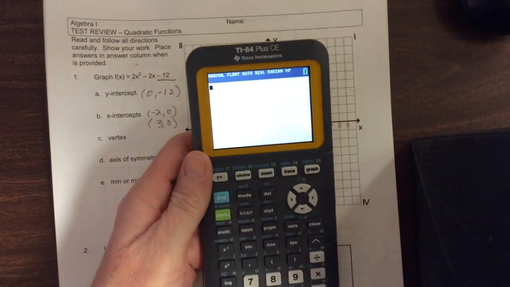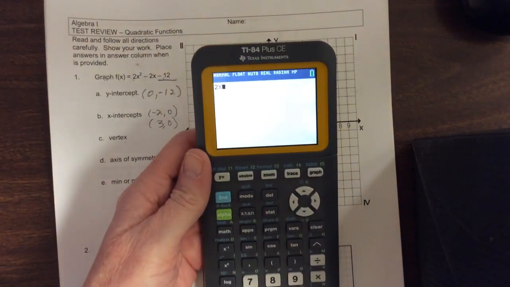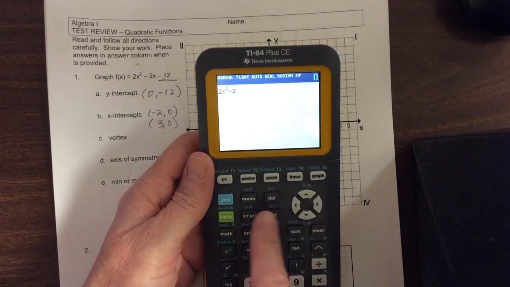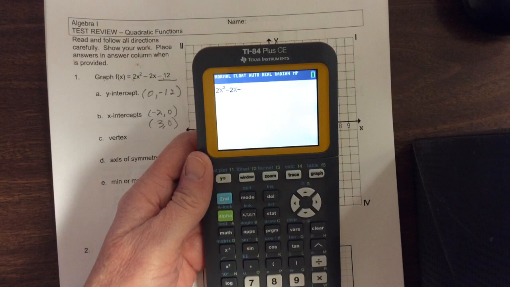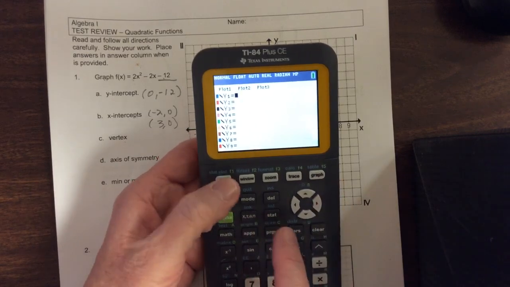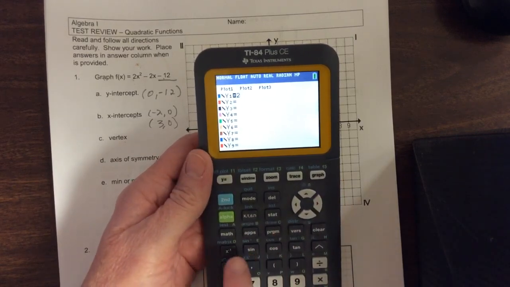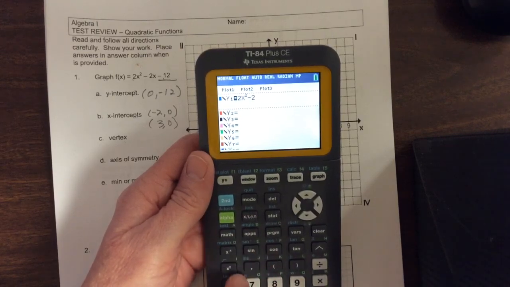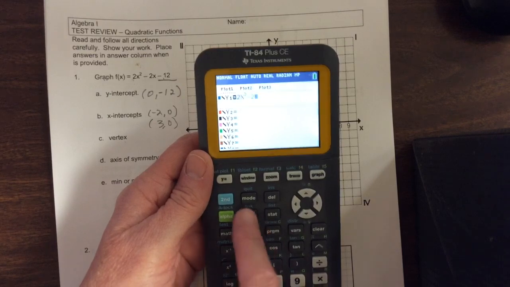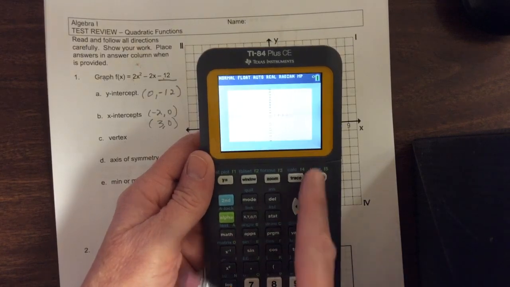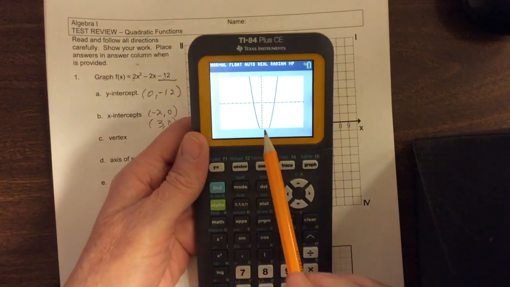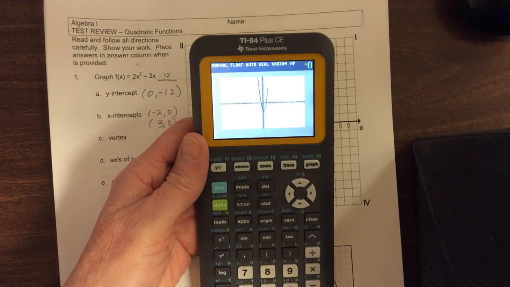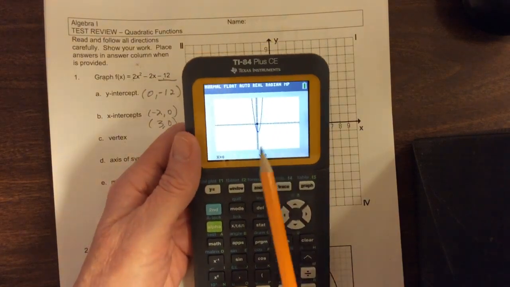Y equals 2x squared minus 2x minus 12. And we hit graph. Like I said, I can't see that, so I'm going to hit zoom, 3, enter, and now I can see it, and I still can't tell where it is.